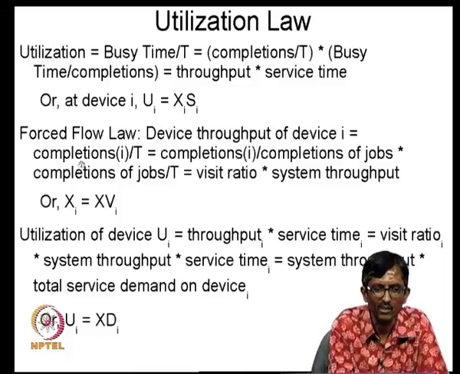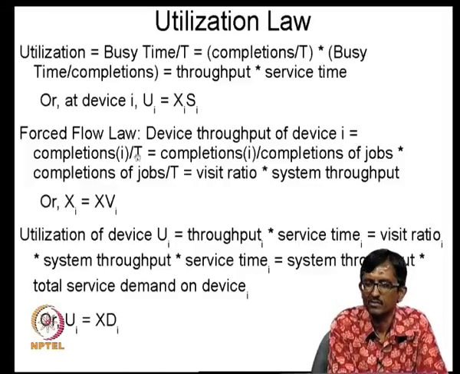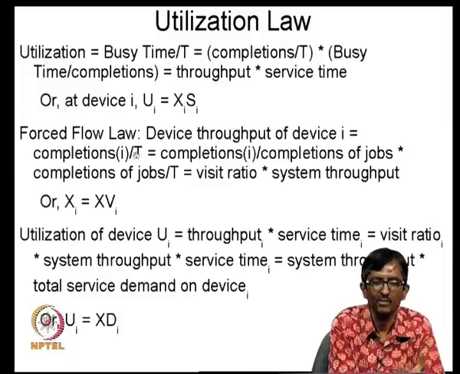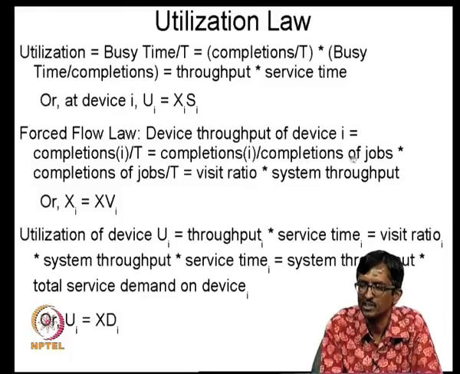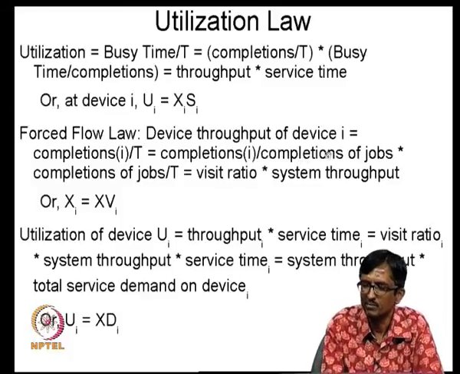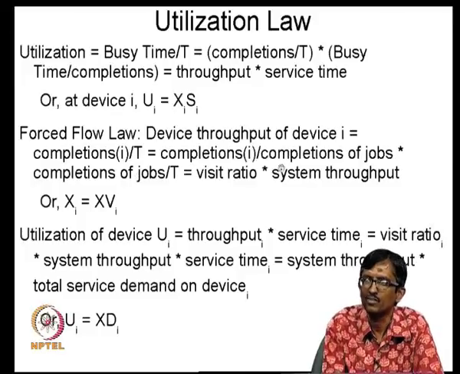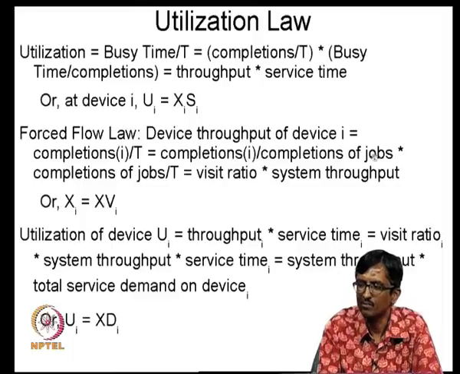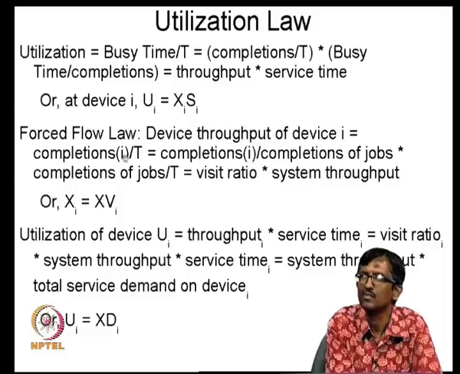Again, let us look at it. What is the forced flow law? Device throughput of device i is completions of i by t. At a particular device, I do so many completions, so many times I do something, and I am taking so much time t. Again, you can write it as completions of i divided by completions of jobs, into completions of jobs by t. Like this, completions of jobs can be cancelled. This is A by B into B by C, that is what I am doing. So, basically it is actually completions of i by t, same as this.